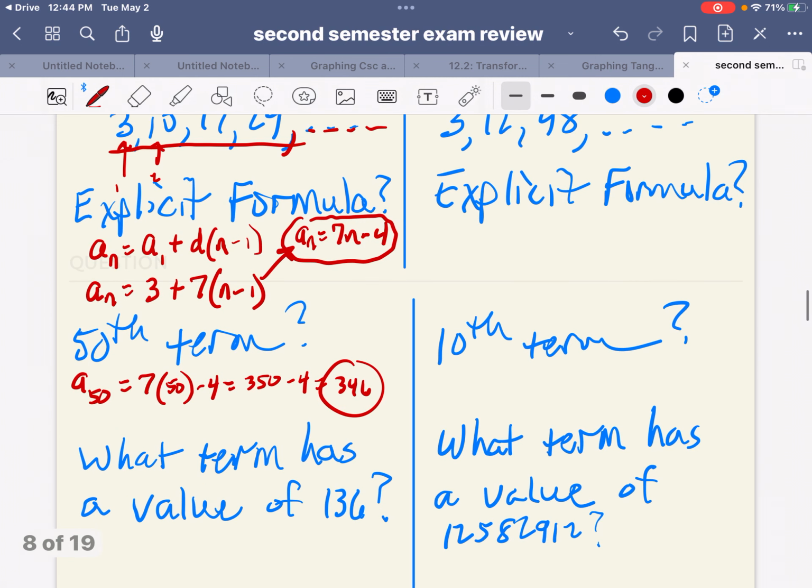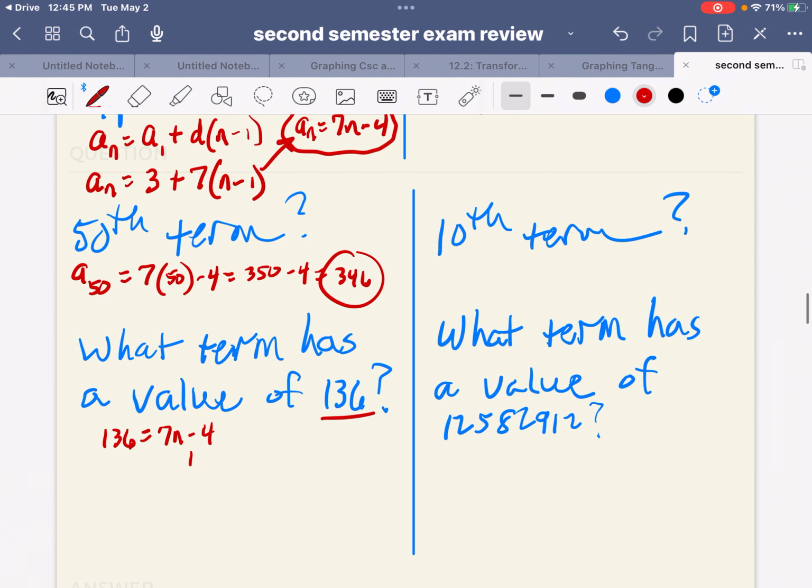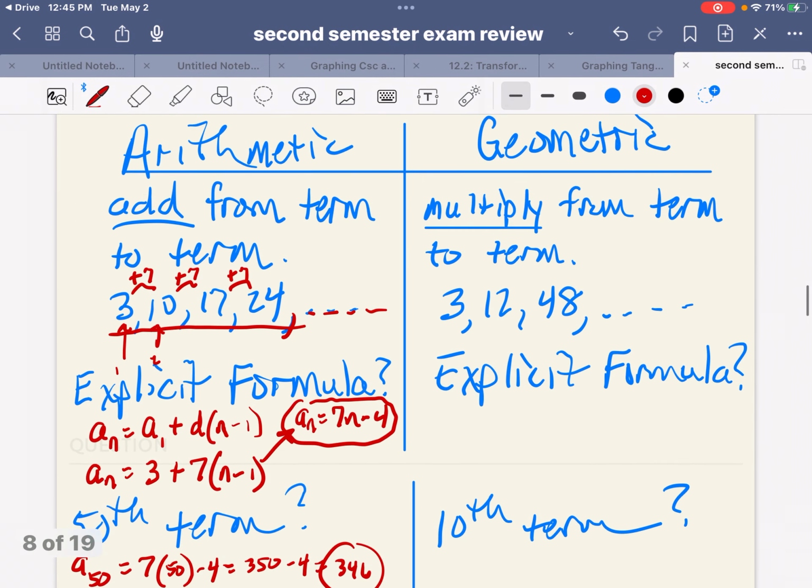What term has a value of 136? Well, that means plug in 136 as the value of the term, so that's 136 equals 7n minus 4. If I solve this, I add 4 to both sides. So now I have 140 equals 7n. Divide both sides by 7, and I see that n equals 20. It was the 20th term that had a value of 136.